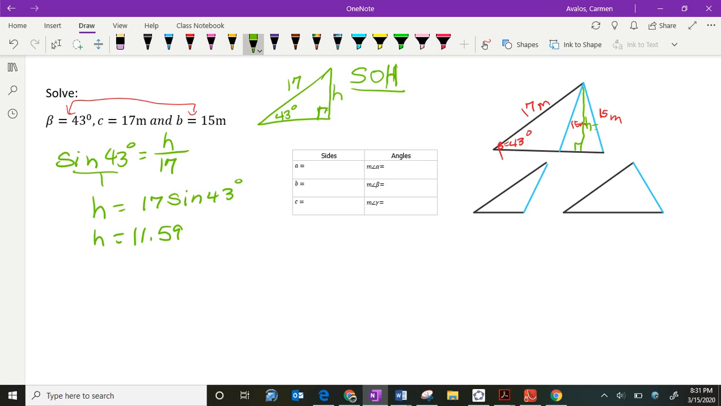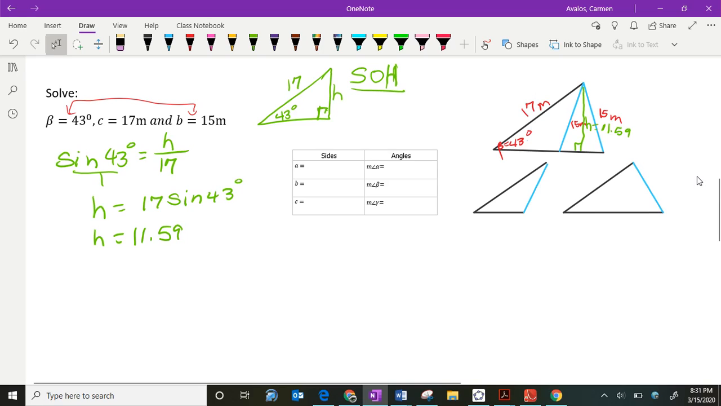So I know that h is 11.59, and so this here is going to be 11.59, and so the 15 falls in between 17 and 11. So I know it's going to touch here, and it's going to touch on the other side of h. So anything between 17 and 11 and a half, any of those values would give me two triangles. So you first have to do this before you know it.